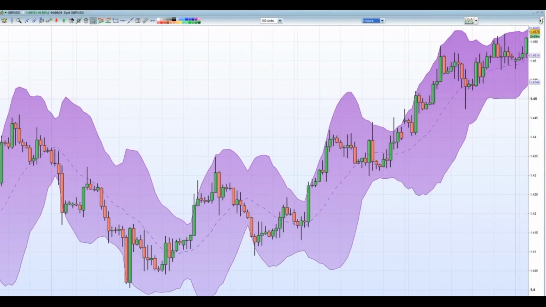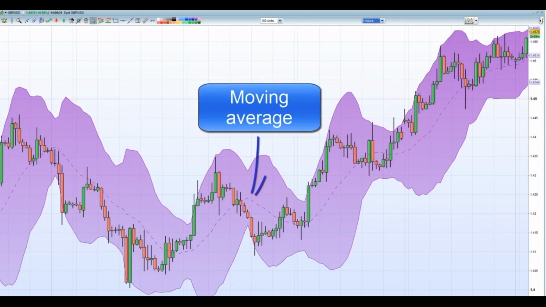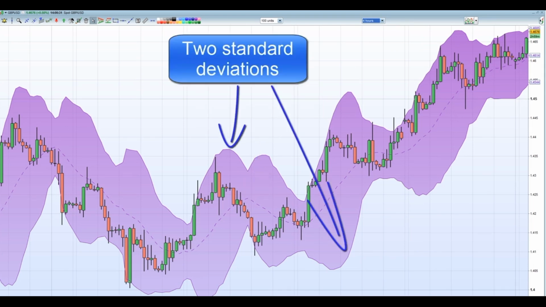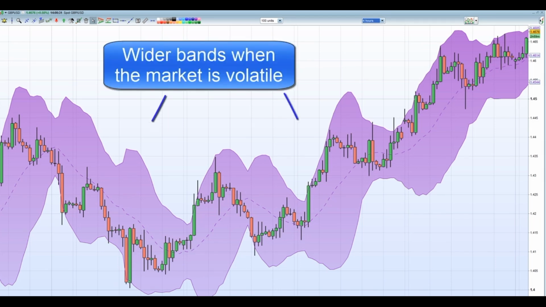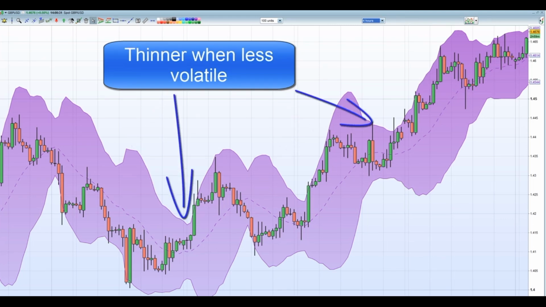Indicator 3, Bollinger Bands. A Bollinger Band starts off with a simple moving average. It then has two standard deviations plotted away from it. That sounds a mouthful, but the important part is because standard deviation is a measure of volatility, Bollinger Bands adjust themselves to current market conditions. When the markets become more volatile, the bands widen, move further away from the average, and during less volatile periods, the bands contract, moving closer to the average.